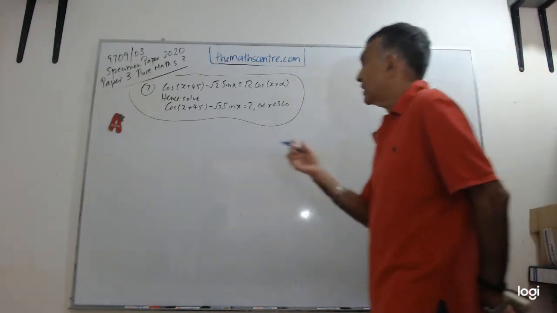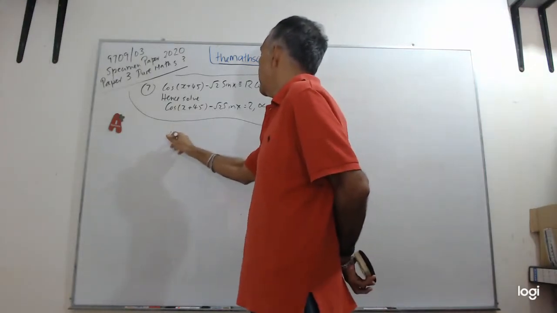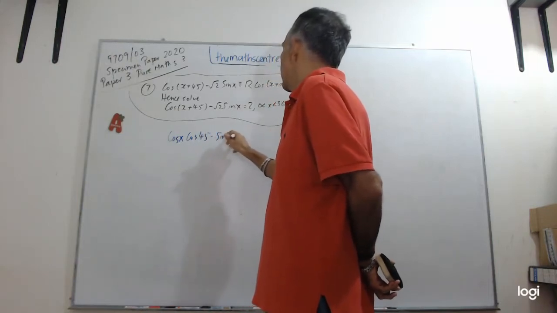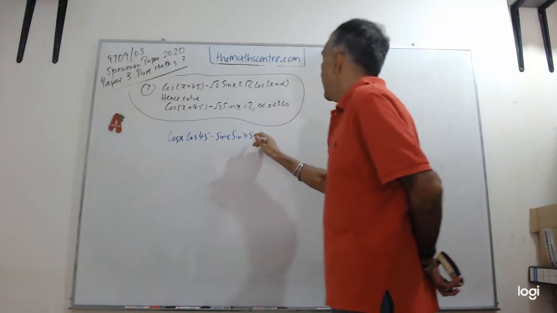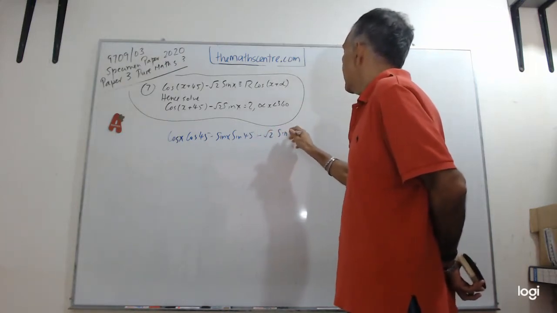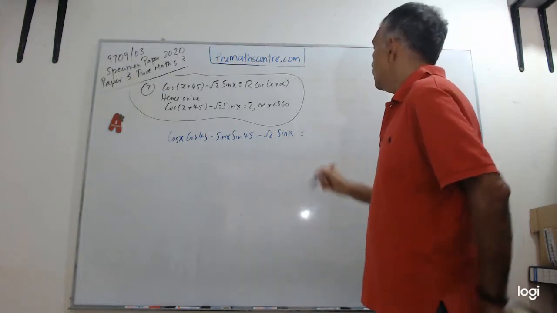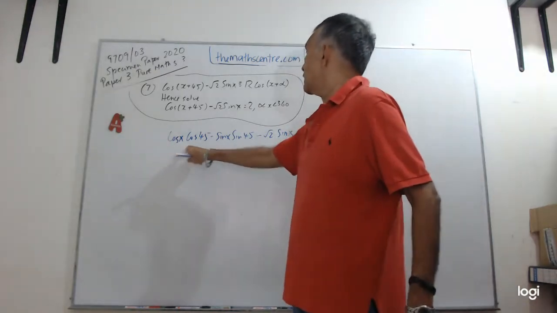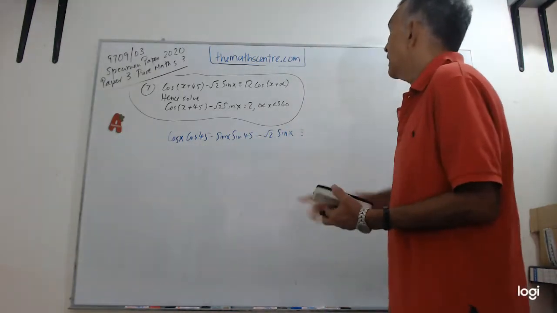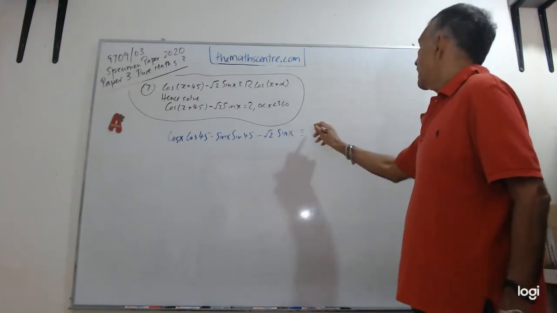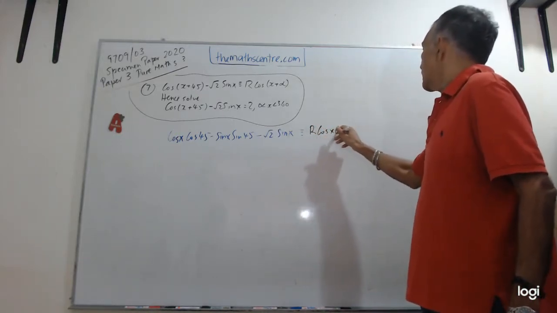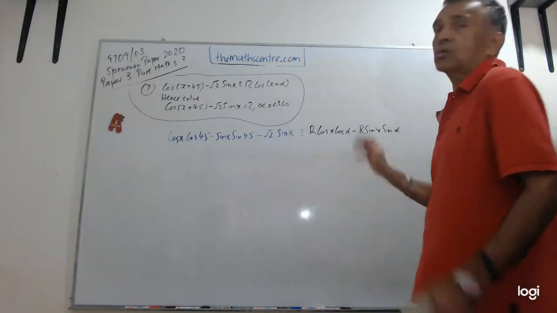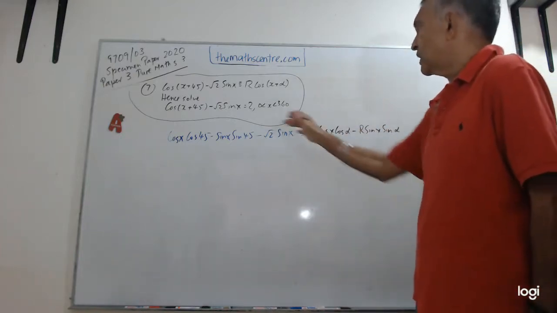Okay, let's start. Cos(x + 45) will be cos x cos 45 minus sine x sine 45, minus root 2 sine x. Let me just check: cos(A + B) is cos A cos B minus sine A sine B. Great. And then I have a minus root 2 sine x, and that's equivalent to r cos x cos alpha minus r sine x sine alpha. Looks good. So leave the right side alone. Let's clean up the left hand side.